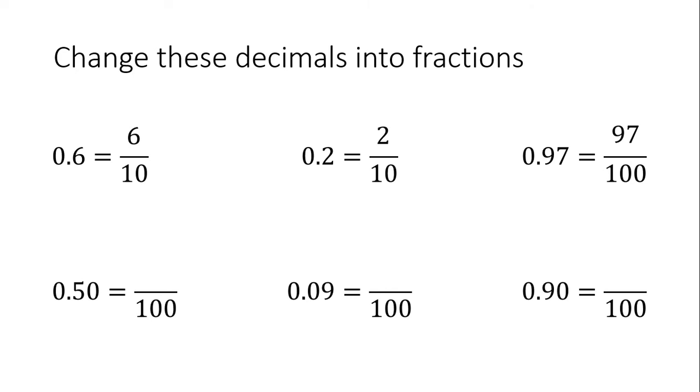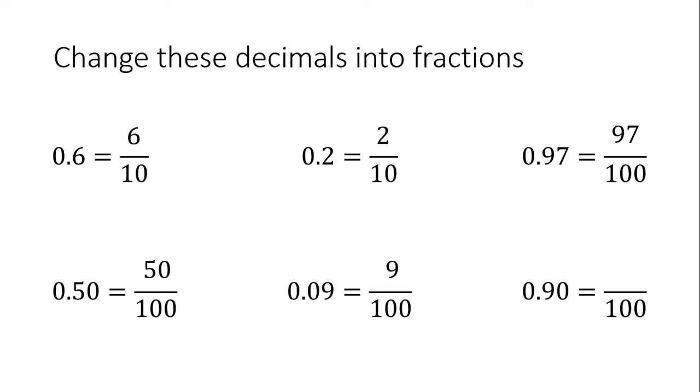In the bottom left, we've got 0.50. How many hundredths is that going to be? 50 hundredths. In the bottom middle, we've got 0.9. How many hundredths is that going to be? 9 hundredths. In the bottom middle, we've got 0.09. How many hundredths is that going to be?